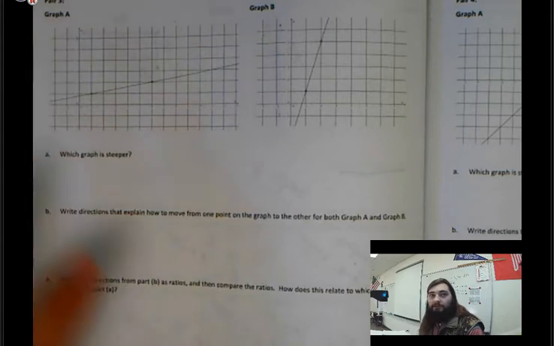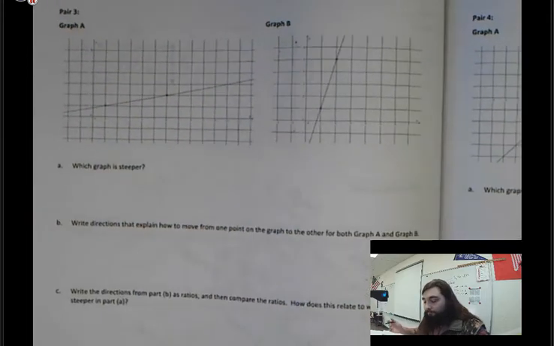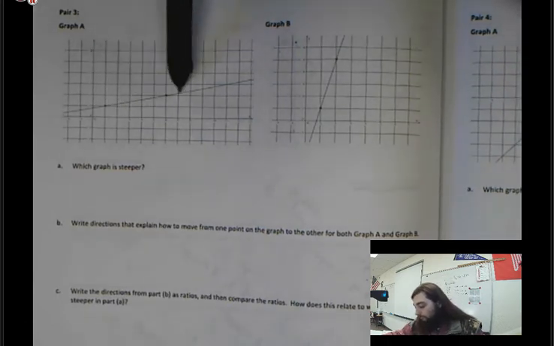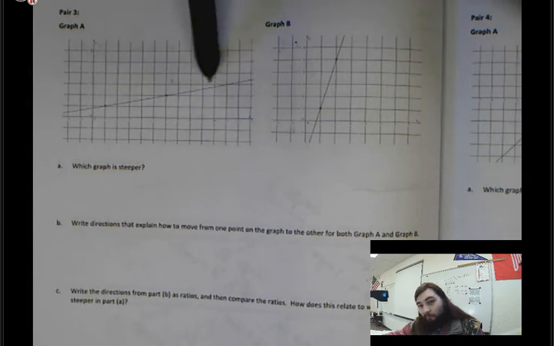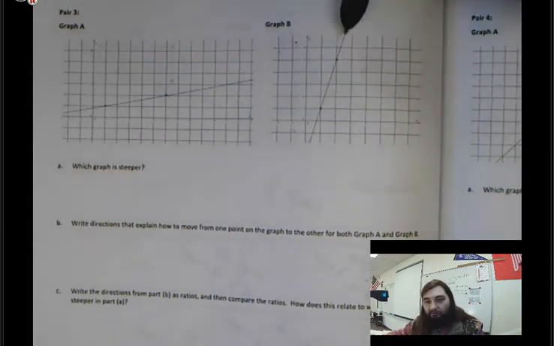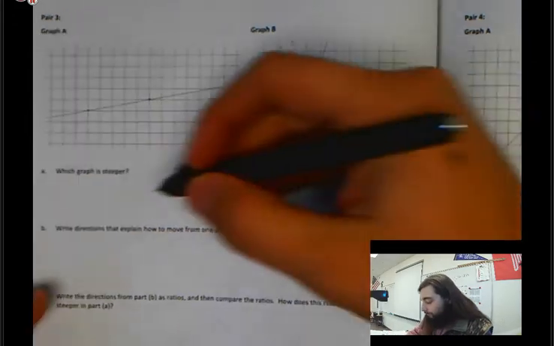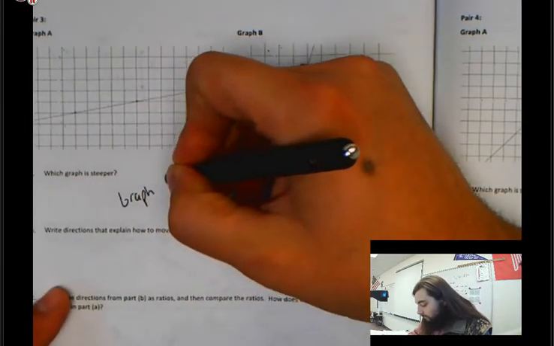Let me zoom in just a little tiny bit. So pair number 3 is very similar to pair number 2 that we saw a little bit earlier, where we have a very flat line, a line that is near horizontal, and then we have one that's very vertical, one that is quite steep. And so part A asks a very simple question, which one of these two is steeper, and very clearly, very obviously, it's graph B.